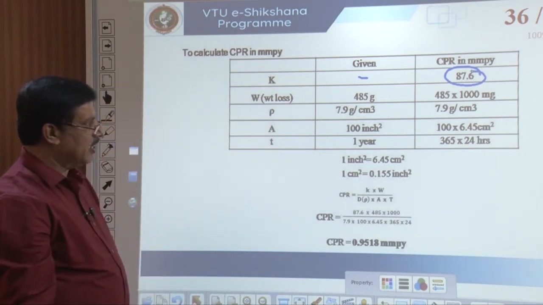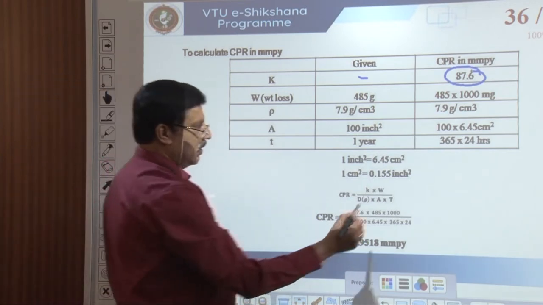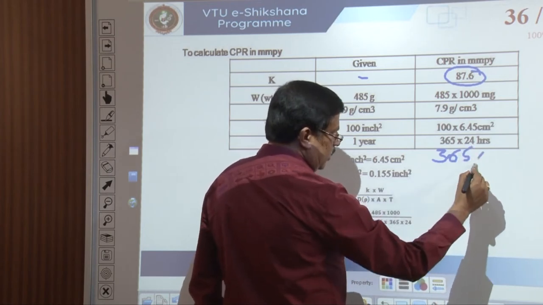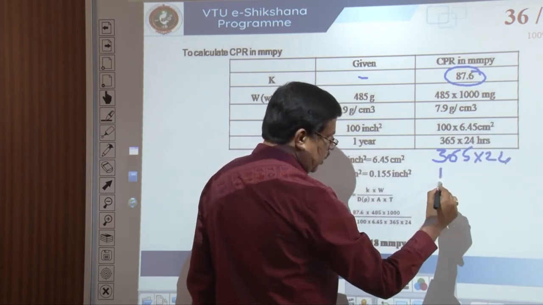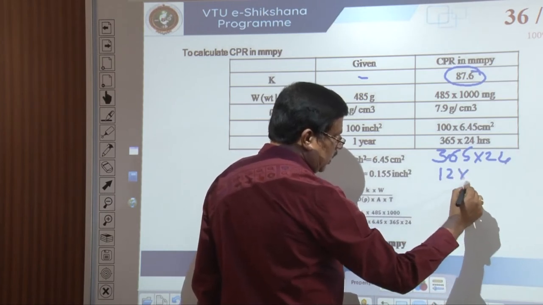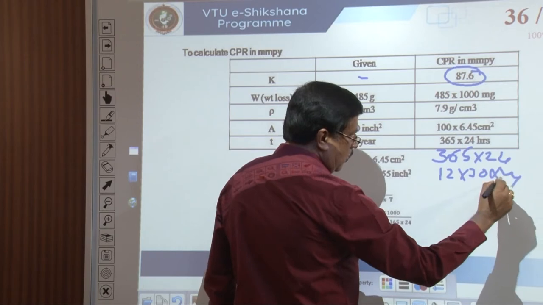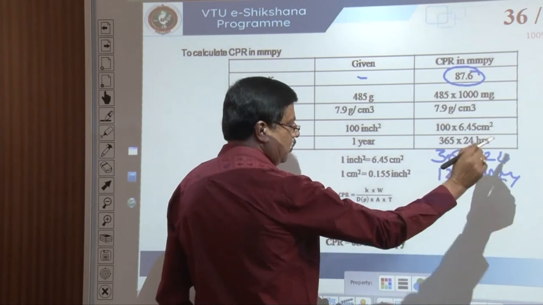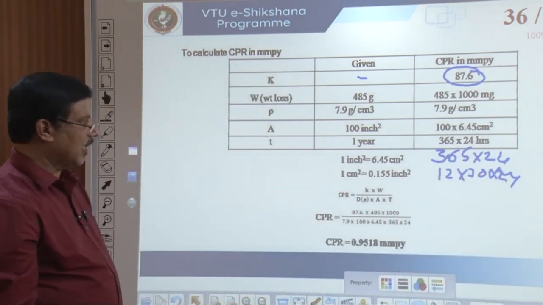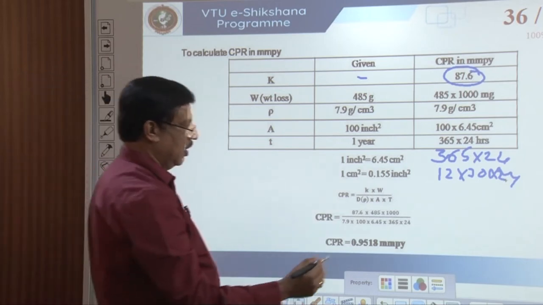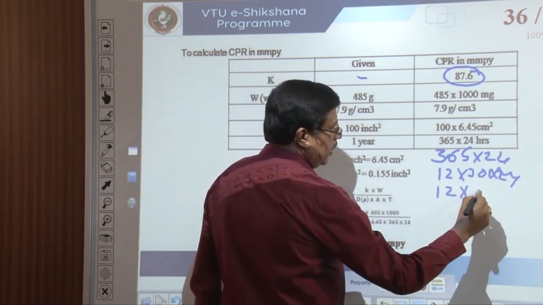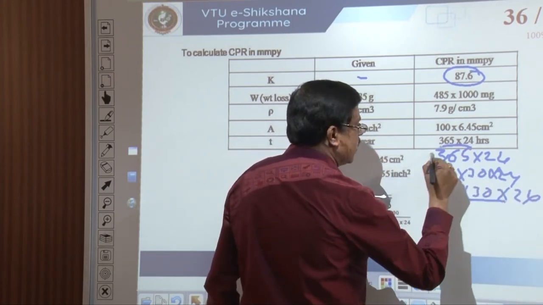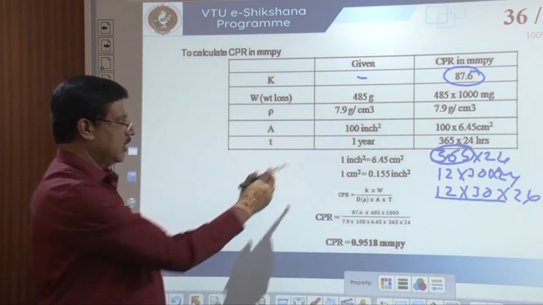When you are going to calculate millimeter per year, 1 year is 365 days into 24 hours. Sometimes people are going to give 12 months. 12 months means 12 into 30 into 24 hours. Now, since they have given 365 days, then you take 365 into 24 hours, otherwise you have to take 360 days, that is 12 into 30 into 24 hours. Since they have given 365, directly we assume that 1 year is 365 days.